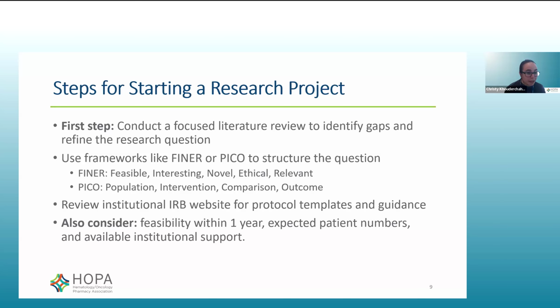I personally really like PICO. So it stands for population, intervention, comparison, and outcome. And essentially, you're looking at what population are you evaluating in your research question? What is the intervention you're trying to evaluate? Is there a comparator arm? Are you looking at historical landmarks? And then what is the outcome that you're trying to address? And with that question, if you address all of those elements, you have a pretty good background to hit the ground running.